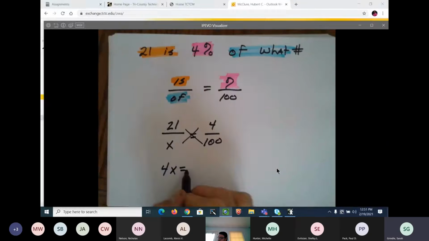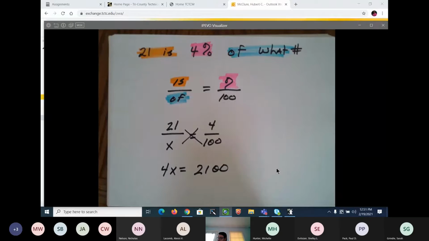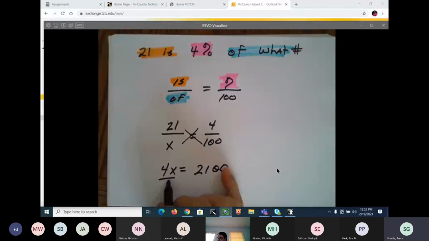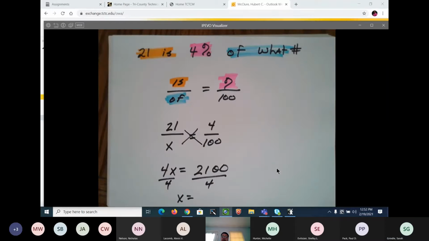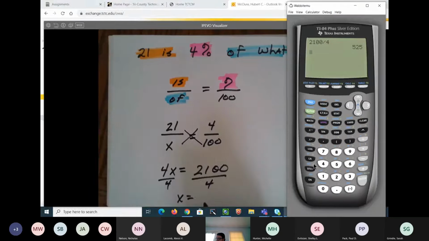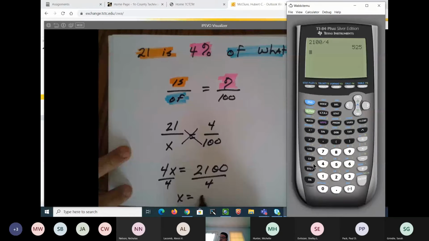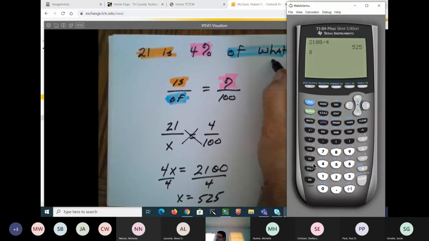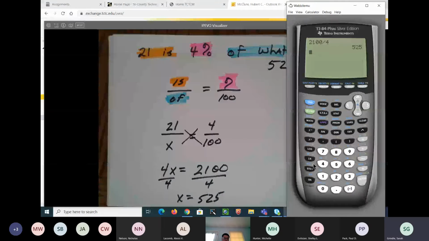4x is equal to 2100. Divide by 4. And you can use your calculator for that. I don't mind it, but you could do it by hand. It's not a big deal. 2100 divided by 4 is 525. So 21 is 4% of 525. And that's how you do sentence problems.